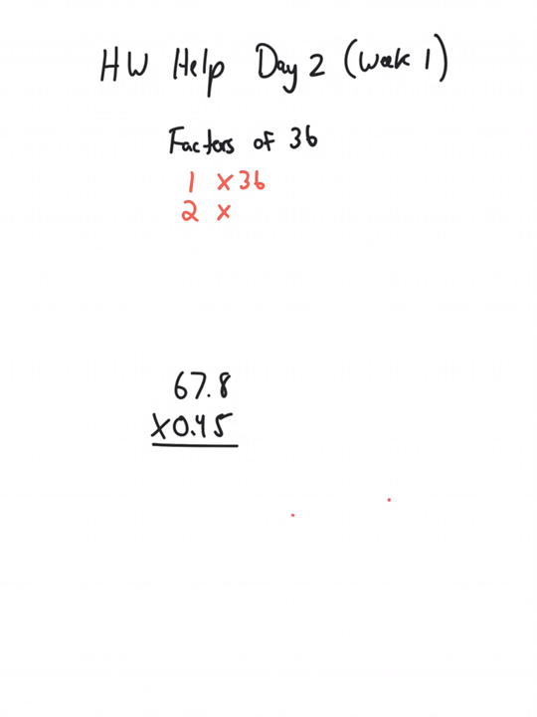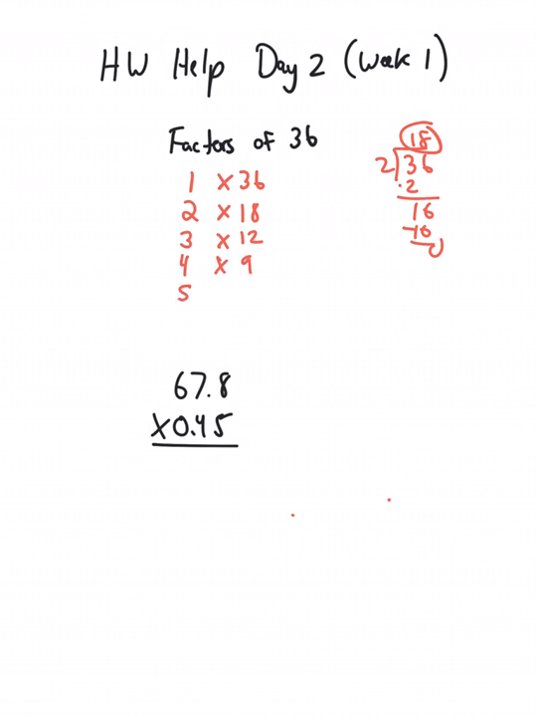If you don't know 2 times what is 36, you could always do a little division problem off to the side to figure it out. So 2 times 18 is 36. 3 does go into 36 because 3 times 12 is 36. Then I check 4. 4 times 9 is 36.